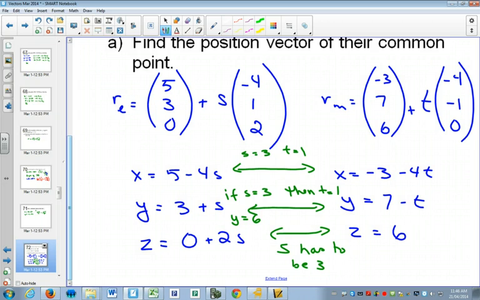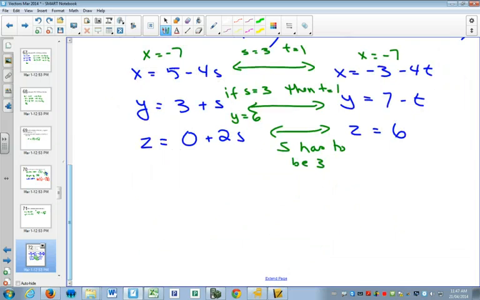Does it work? If s is 3 on this side, you're going to get your x-coordinate as -7, right? And if t is 1 on this side, you're going to get your x-coordinate as -7. It works. So the point: the x-coordinate is -7, the y-coordinate is 6, and the z-coordinate is 6. This one was nice because that last one allowed us to just say s has to be 3.